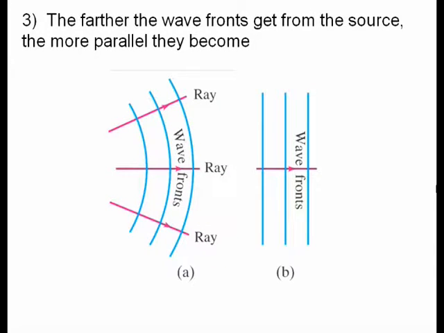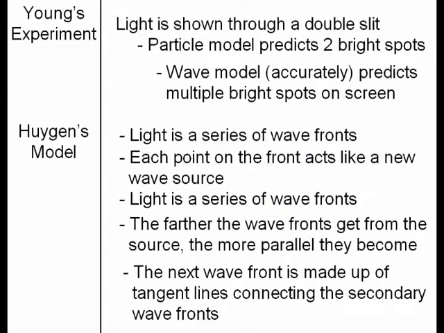The farther the wavefronts get from the source, the more parallel the light rays become, and that's how they add together, and this is also how we get the parallel light rays for Young's double slit experiment. Pause and copy.